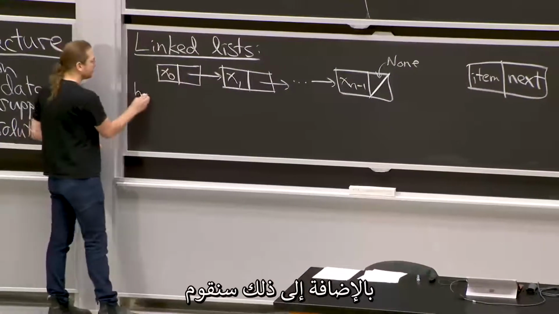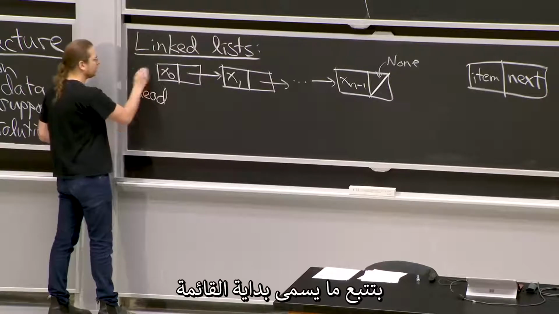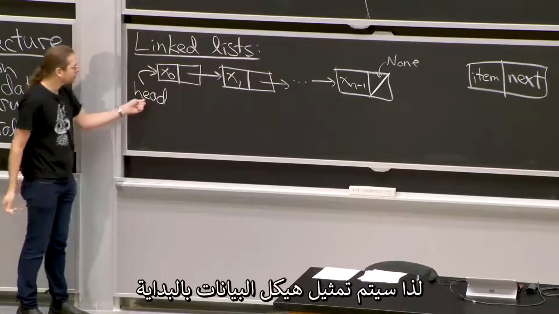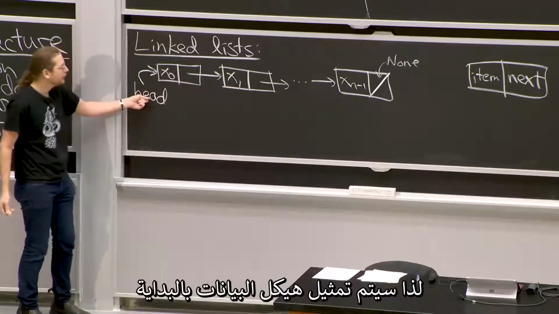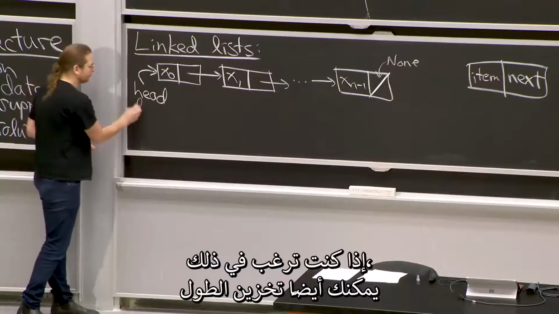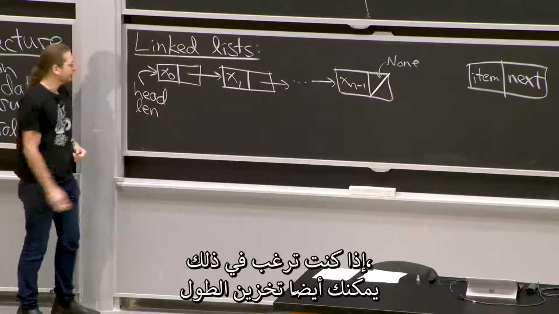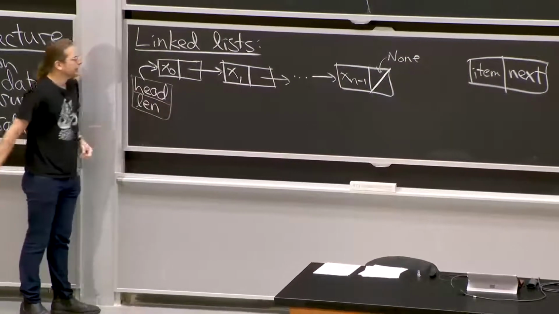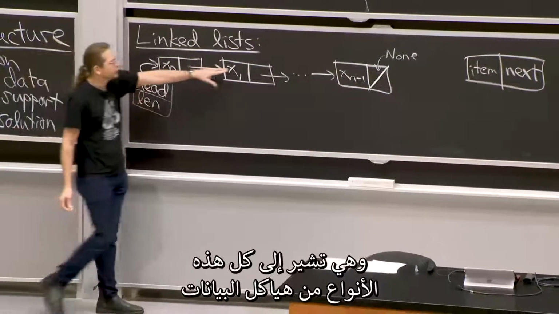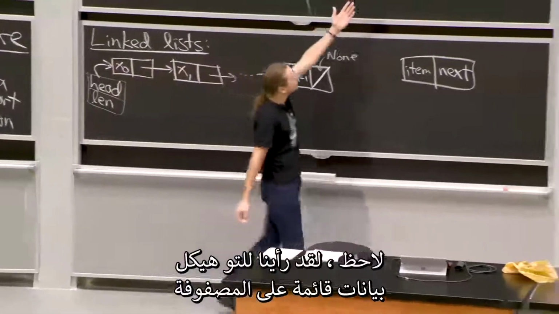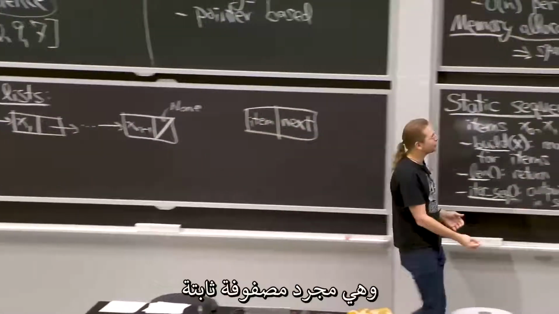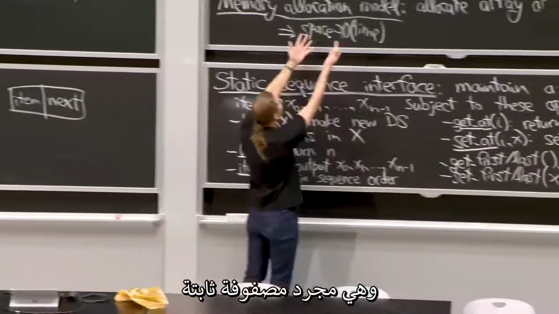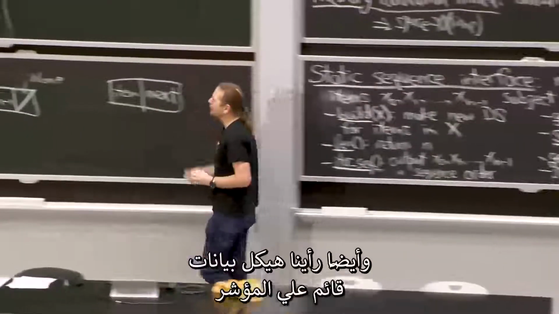And in addition, we're going to keep track of what's called the head of the list. So the data structure is going to be represented by head. If you wanted to, you could also store length. So this could be the data structure itself. And it's pointing to all of these types of data structures. Notice we've just seen an array-based data structure, which is just a static array. And we've seen a pointer-based data structure.